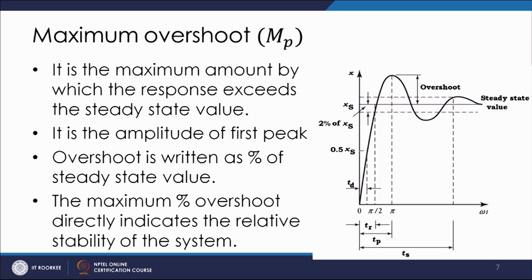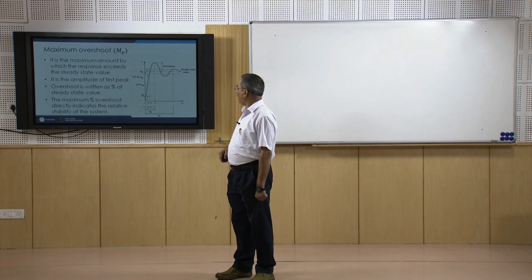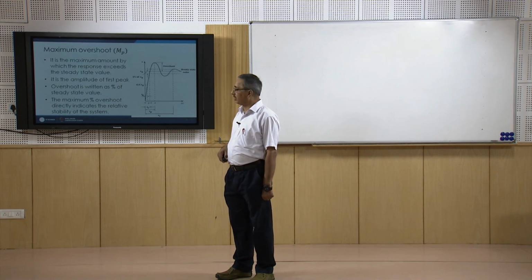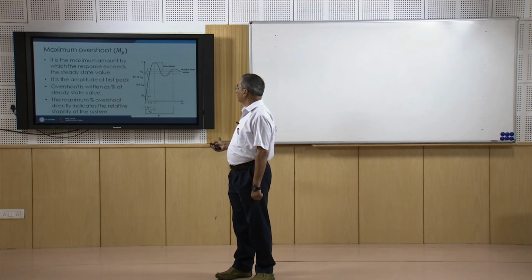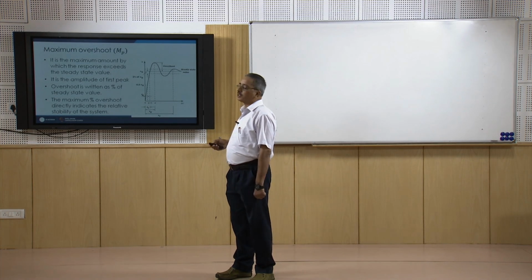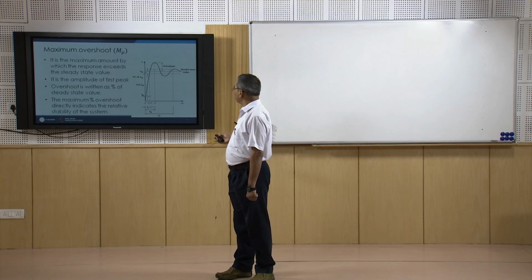Now, overshoot is written as a percentage of the steady state value, and the maximum percentage overshoot directly indicates the relative stability of the system. How stable your system is, that indication is given by the maximum percentage overshoot. So, how can we determine this overshoot, or the maximum percentage overshoot?